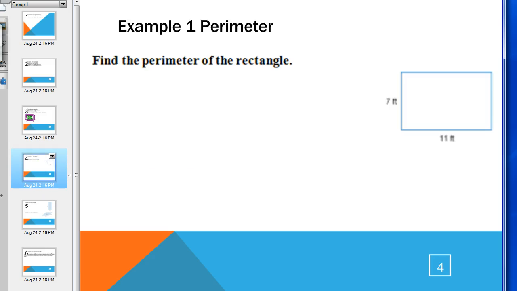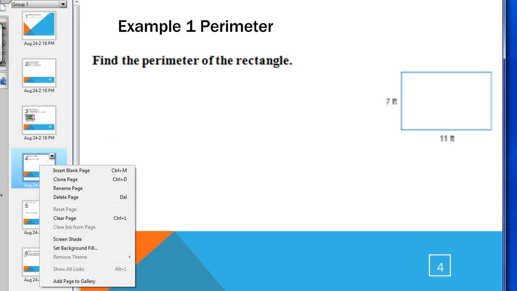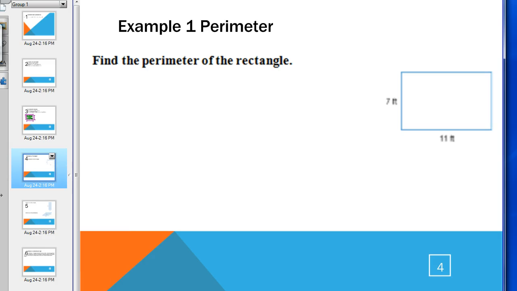All right, so let's go ahead and look at this rectangle. We are going to find the perimeter of this rectangle. All right, so let's start with that. Perimeter of the rectangle means just run right around that thing. Perimeter means add all the sides up. And for a rectangle, we know that the opposite sides of a rectangle are equal in measure. So I have two sides that are 7 feet and two sides that are 11 feet.